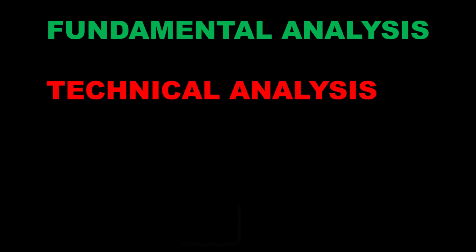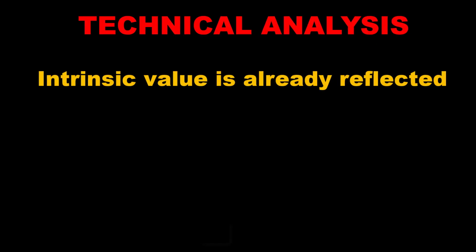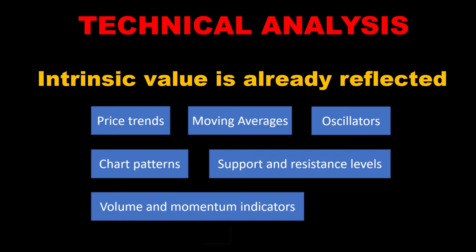Since we're talking about fundamental analysis, it is important as well to mention what technical analysis is. At the end, both of them are different methods that want you to make some money. Technical analysis assumes that the intrinsic value is already reflected on the stock price. Therefore, there is no need to try to find the intrinsic value by reading the financial statements, since what matters is the chart itself. It uses different indicators, such as price trends, moving average, oscillators, chart patterns, support and resistance levels, and volume and momentum indicators. Based on this, it tries to find opportunities to buy or sell a security depending on the historical data.